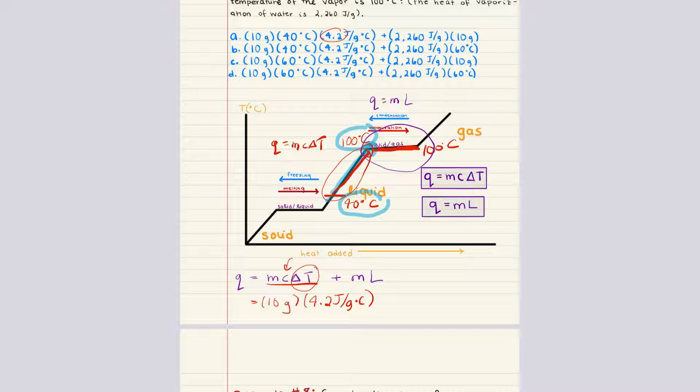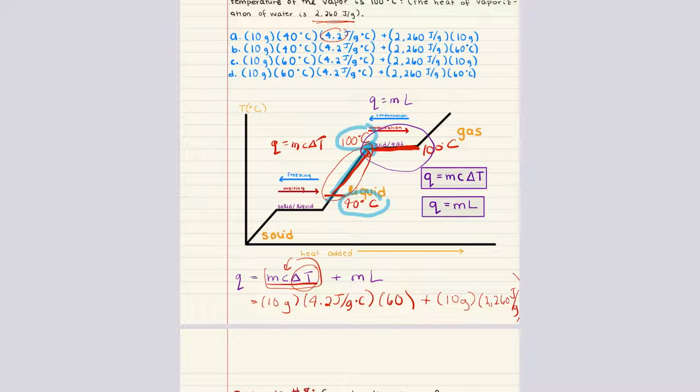Final temperature is 100 degrees Celsius. Initial temperature is 40 degrees Celsius. 100 minus 40 is 60. So that's 60 degrees difference for the temperature. All right, perfect. So now we have that set up. That's for the first equation. This is going to be added to the second phase for this process, and that's going to be mL. The mass, again, is 10 grams, and L is something that we're given in the problem. We can use the heat of vaporization of water here, and that is going to be 2,260 joules per gram.